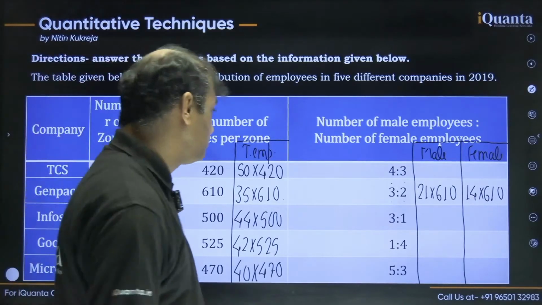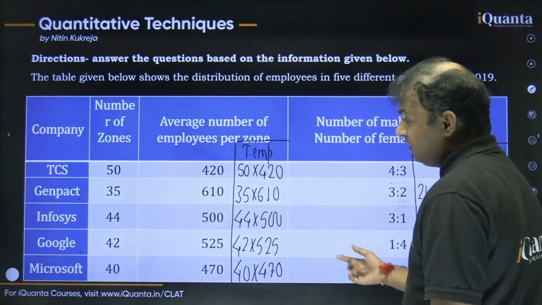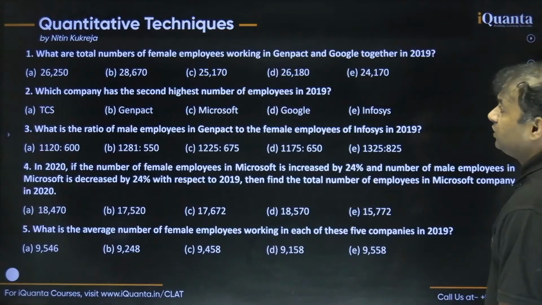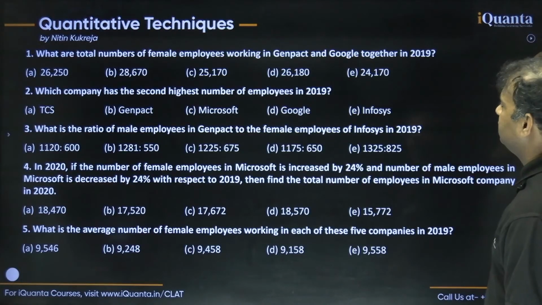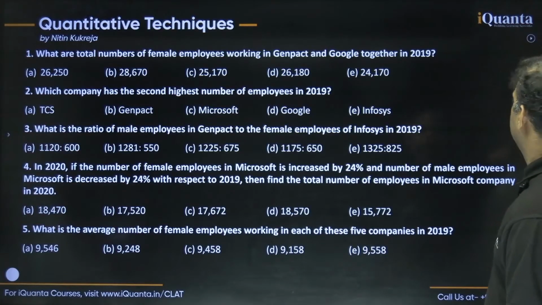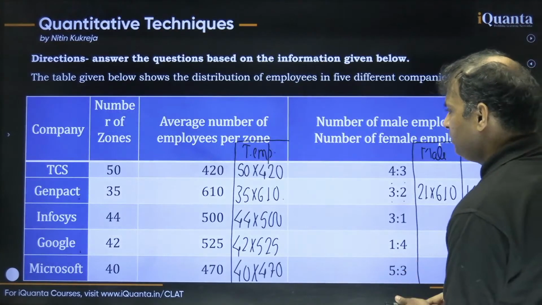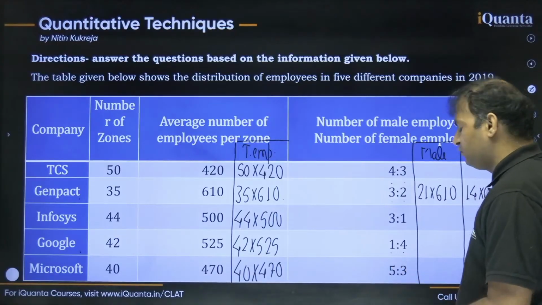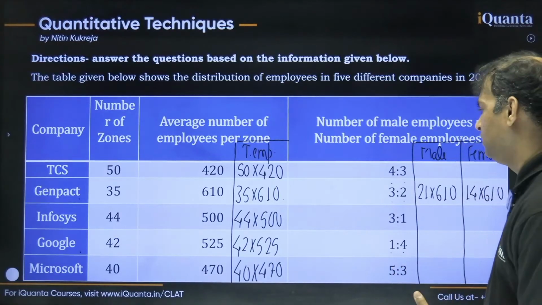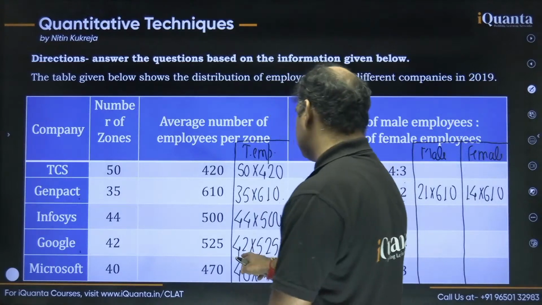The next company is Google, remember? About Google, again, we have to calculate the male and female employees, right? So in Google, the ratio is 1:4. The sum is 5, we know that. So 5, and this is 42 into 525.